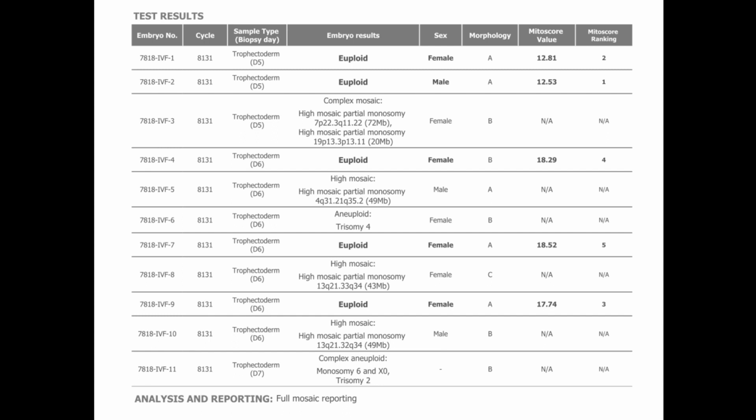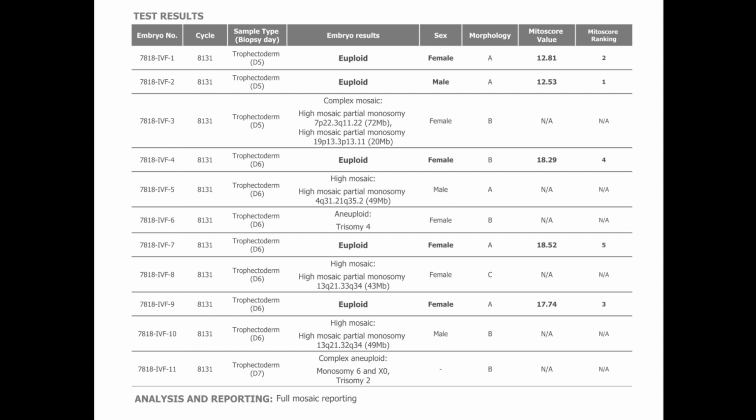So in addition to the aneuploids, there were 1, 2, 3, 4 mosaic embryos. 3 of them were high mosaics and 1 was complex mosaic. So going back to the complex, that means that there were multiple issues.